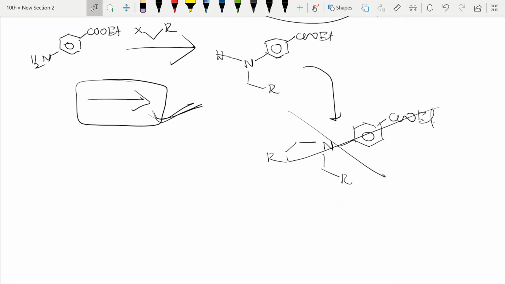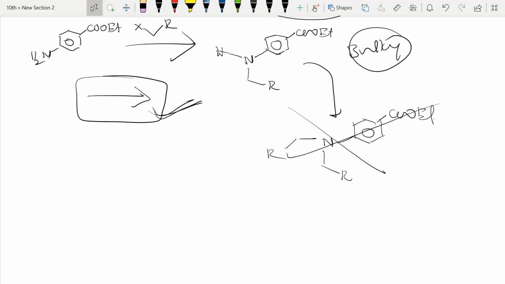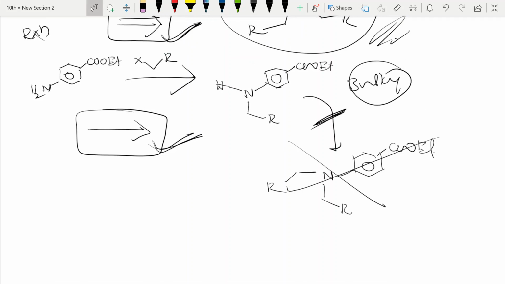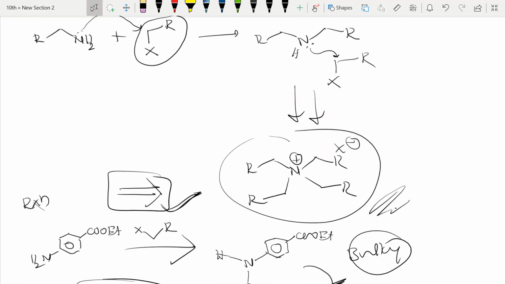So the reason behind it is, see here, this nitrogen is attached to a bulkier group. This group is very bulky, right? Because of this bulky group, so what happened? Bulky group, so let me write bulky group, it won't do further reaction. So this reaction it never does, right? That thing also you should understand. So whenever a bulky group is there, there is no successive N-alkylation.